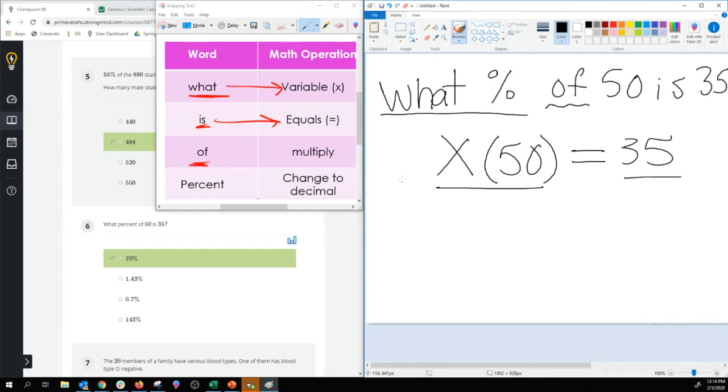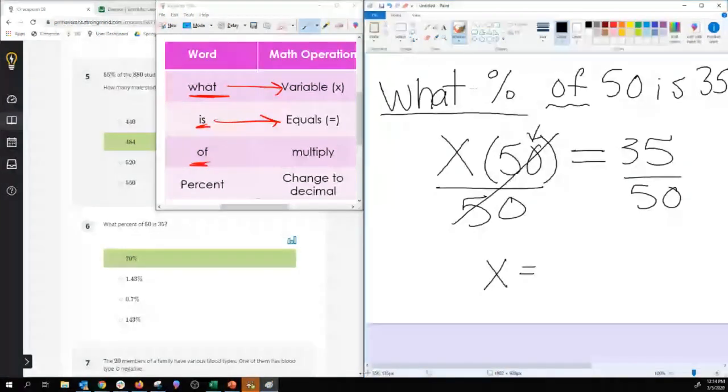Close. So remember, my goal here is to get x by itself. So the number that is next to my x, which is this 50, that's the one I'm trying to get rid of. So since I'm trying to get rid of this 50 to get x by itself, I'm going to divide both sides by 50. Because when I do that, these two 50s are going to cancel, and I'm left with just x. And then, let's go. There it is.